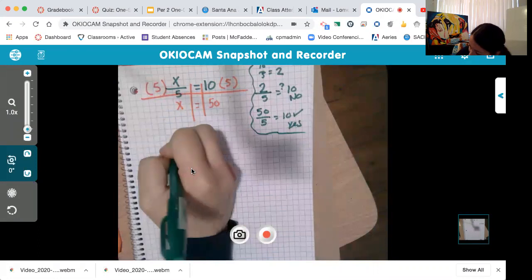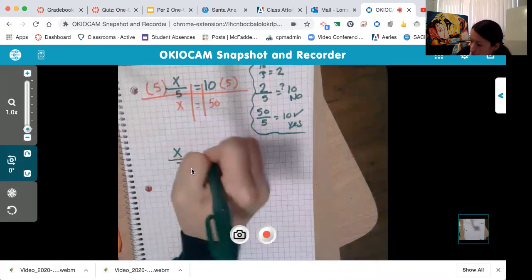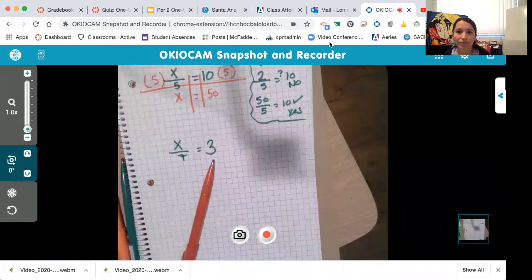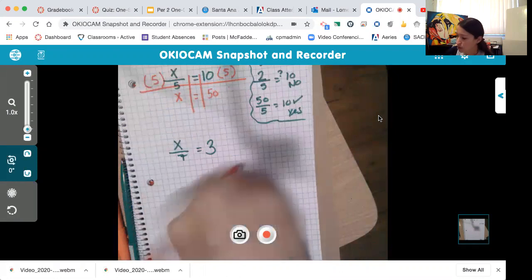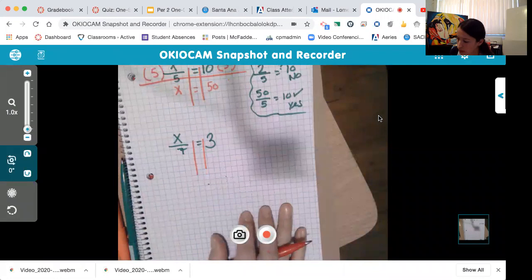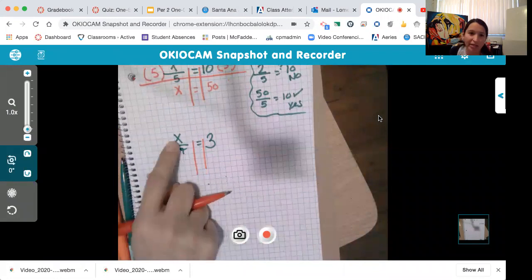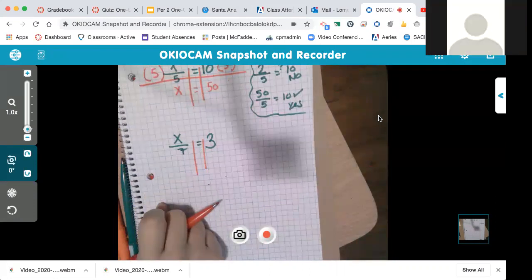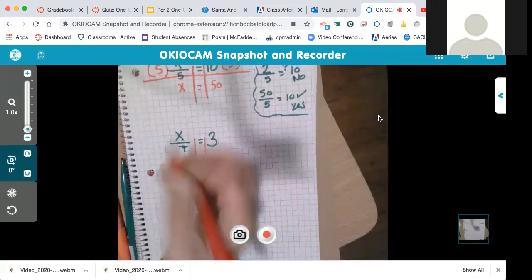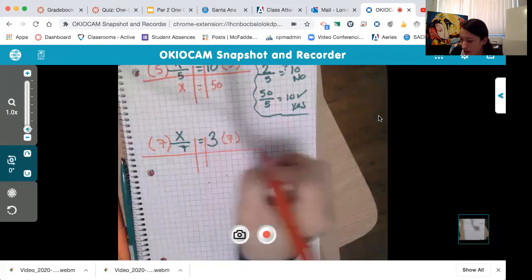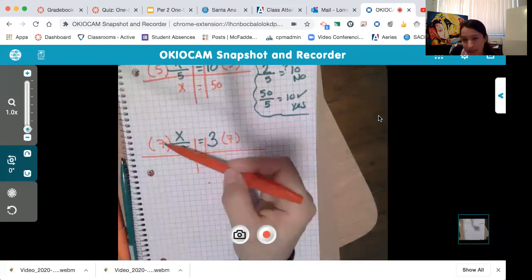What if I have x divided by 7 equals 3? So we're going to draw the bars, right? So how do I get x by itself? What do I have to do? Put the 7 in parentheses, and those parentheses mean that you're multiplying. You always have to do the opposite operation. So if this is division, the opposite is to multiply.